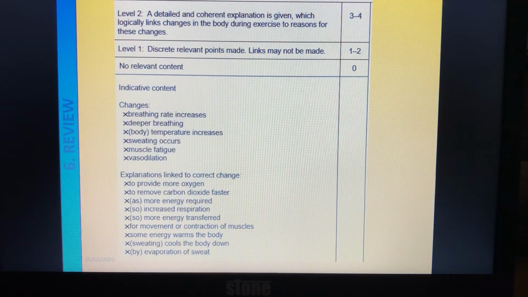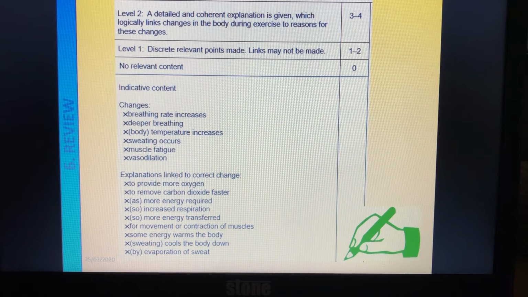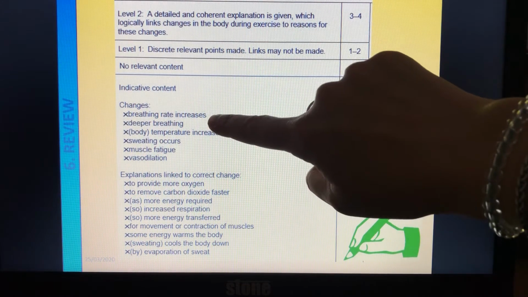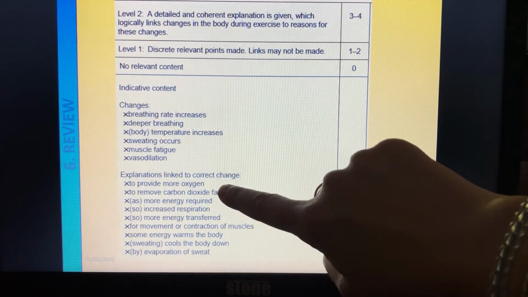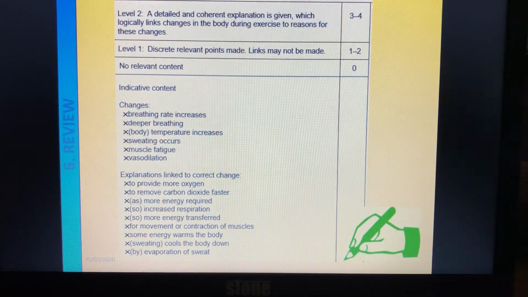Okay, here's the mark scheme. Hopefully you've given it a decent 4 minutes. You've written at least 4 bullet points, and let's get our green pens out. Okay, so we know that breathing rate increases, so it's faster and there's deeper breaths. That's to get more oxygen into the body and also to remove more carbon dioxide through breathing. So I've taken the changes here, breathing rate increases and deeper breathing, and that's to provide more oxygen and to remove carbon dioxide faster.